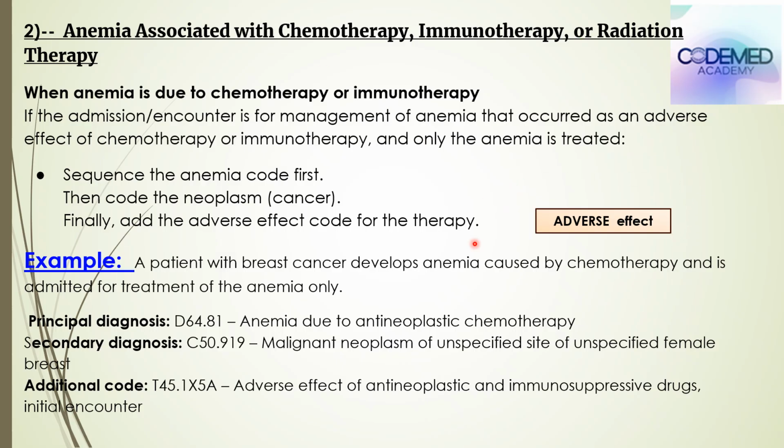So let us take one example. The patient with a breast cancer developed anemia caused by the chemotherapy and is admitted for the treatment of the anemia only. So in that case, the principal diagnosis is the anemia due to antineoplastic chemotherapy. Second code is for the neoplasm, and additional code is the adverse effect of the antineoplastic and immunosuppressive drug. This is how we code it.